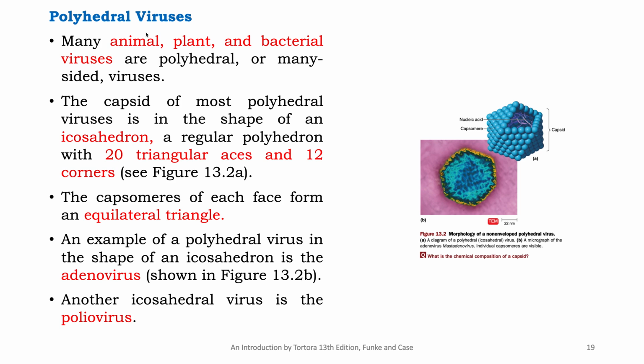Then you have polyhedral viruses. Many animal, plant, and bacterial viruses come into this category. Basically, a polyhedral virus will have the shape of an icosahedron, which is made up of 20 triangular faces and 12 corners. These are the triangular faces that are there. So you'll have 20 of them, and you will have 12 corners. Each of these triangular faces is an equilateral triangle. An example of a polyhedral virus is the adenovirus, as well as the poliovirus.